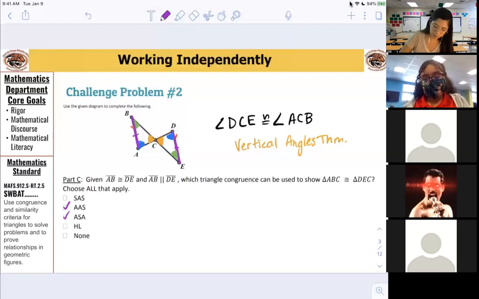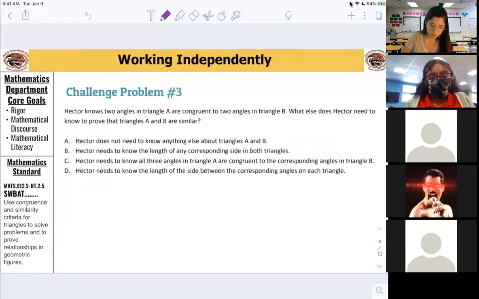All right, number 3. Can I have a volunteer read it? Hector knows 2 angles in triangle A are congruent to 2 angles in triangle B. What else does Hector need to know to prove that triangle A and B are similar? Jalen, would you like to read the answer choices for us, or at least one of them? I'll read all of them. Sure, go for it.